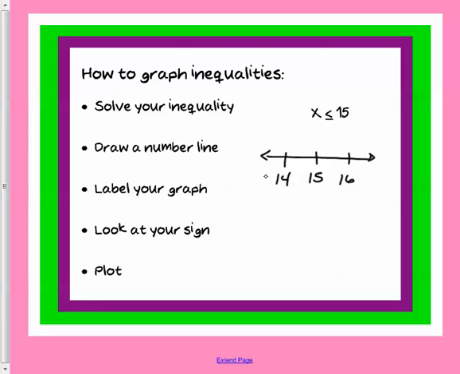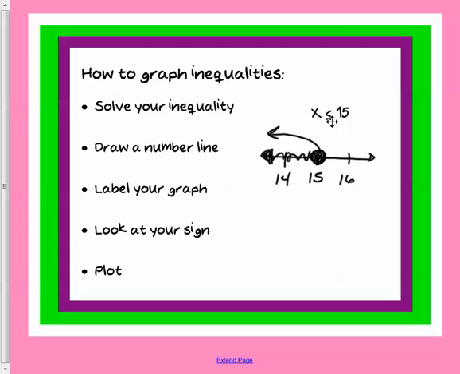So just like we did before, we're going to draw the number line. Then we're going to label the graph. 15, 14, 16, you can put as many numbers on it as you want. And then we look at our sign. Our sign tells us that x can be anything less than 15, and it also can equal 15. So we put a solid dot at 15, and we draw an arrow going to the left because it's less than. You could also draw it, instead of in the arrow like this, you could draw it like so. So this or that is perfectly acceptable.